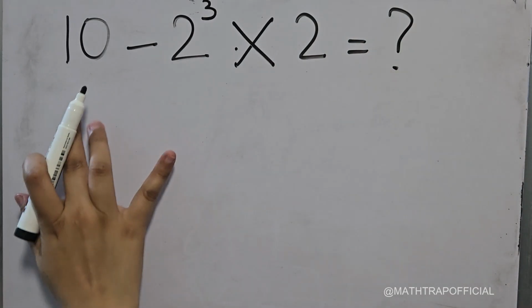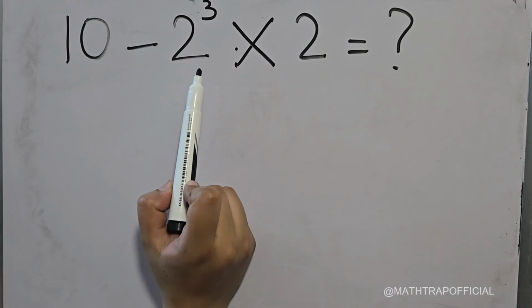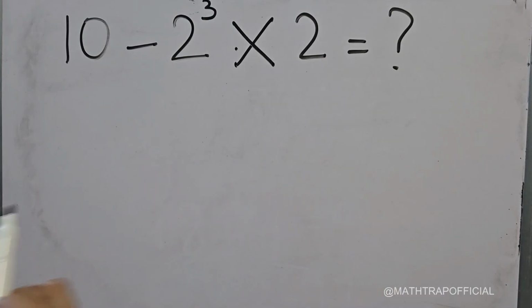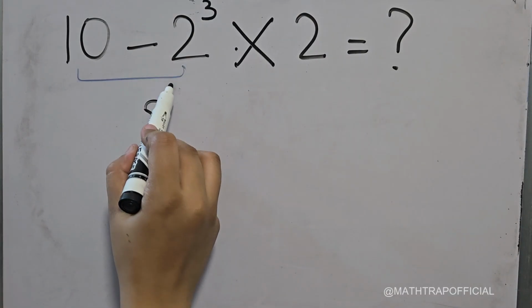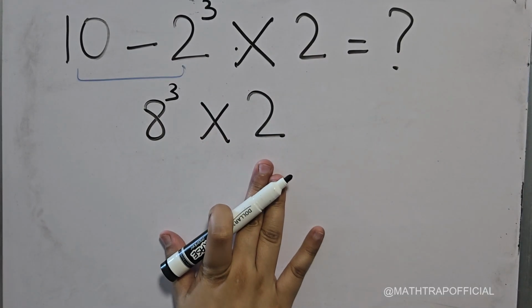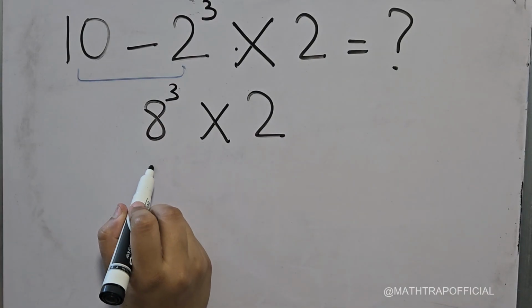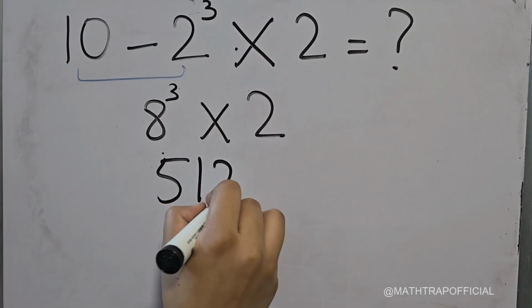Today our equation is the exponential equation, which is 10 minus 2 power of 3 multiplied by 2. So we have an exponential equation as well as different priority operators. So 10 minus 2 comes to 8. So we will put the power of 2, which is 3, on the 8, and then we will multiply by 2, which comes to 512.